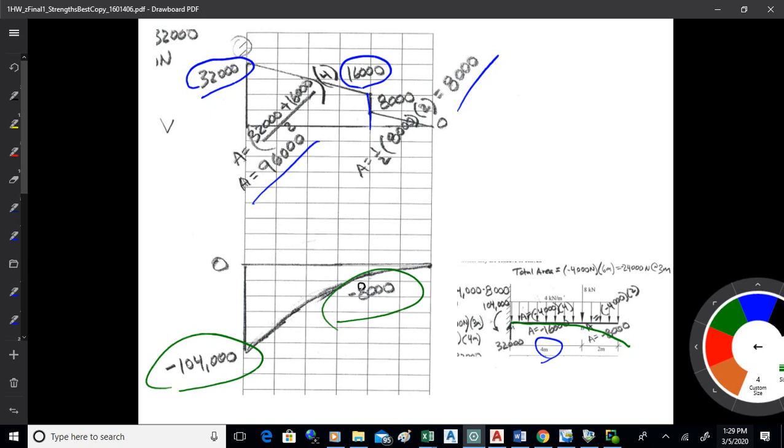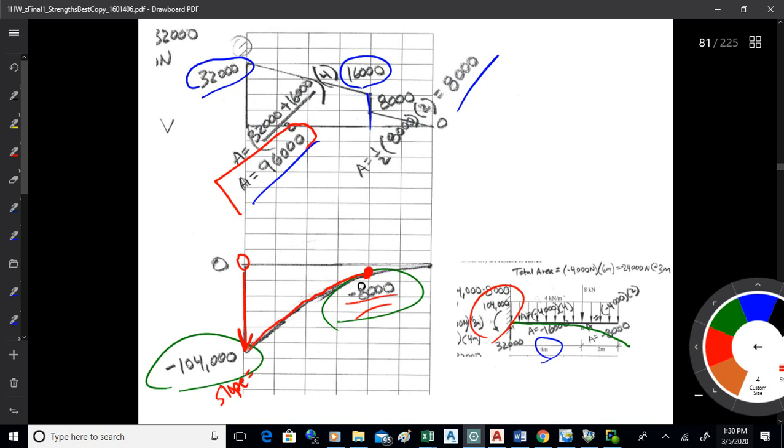So what's happening here is you're hitting that counterclockwise 104,000. That's the first thing that you encounter on the moment diagram. So that takes the value of 0 and it takes it down to negative 104,000. Then you're going to change by a positive 96,000, so that'll get you up to there, okay? So that's negative 104,000 plus 96,000 is negative 8,000.